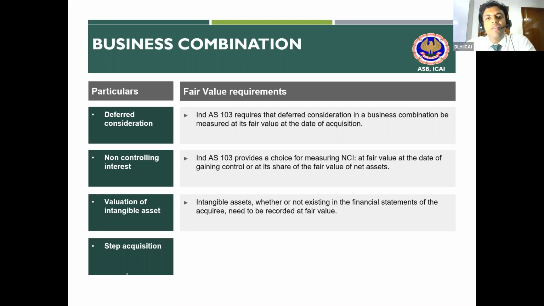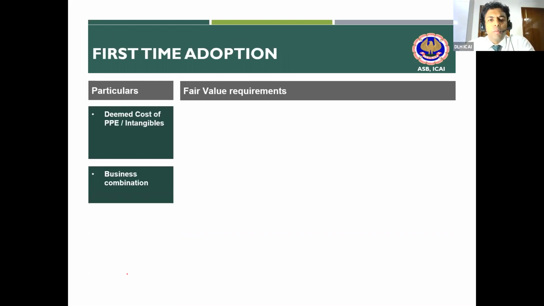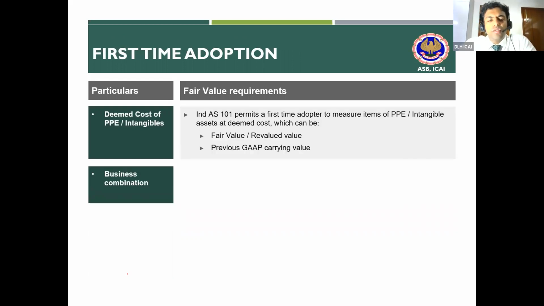Step acquisition. If I am moving from 40% to a 60% scenario, then I am acquiring control. In that case, I need to do the fair valuation of my previously held stake of 40%. So that means I need to apply Ind AS 113 for the computation of the fair valuation of the existing held stake. First time adoption, right? That means where the company is going for the first time adoption. Intangible. Ind AS 101 says that the company has an option to do the fair valuation on the transition date. Right, so how to compute the fair valuation as per Ind AS 113.